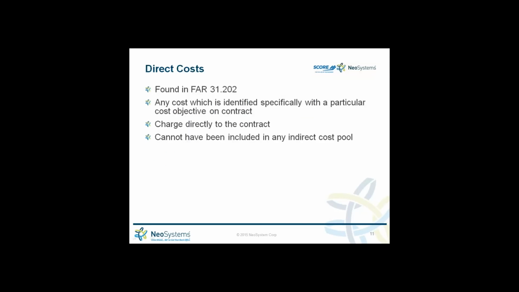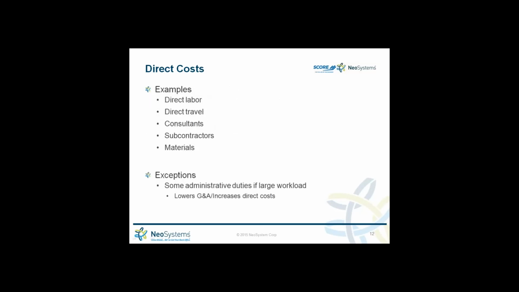So the definition of direct costs is found in FAR 31.202, and direct costs are any costs which are identified specifically with a cost objective on a contract. They are also charged directly to the contract and cannot have been included in any indirect cost pool. So examples, again, of direct costs are all of your direct labor or your billable labor, direct travel associated with a particular contract, any consultants or 1099 employees that you use that are working on a particular project, all of your subcontractor costs, and the same thing with materials.